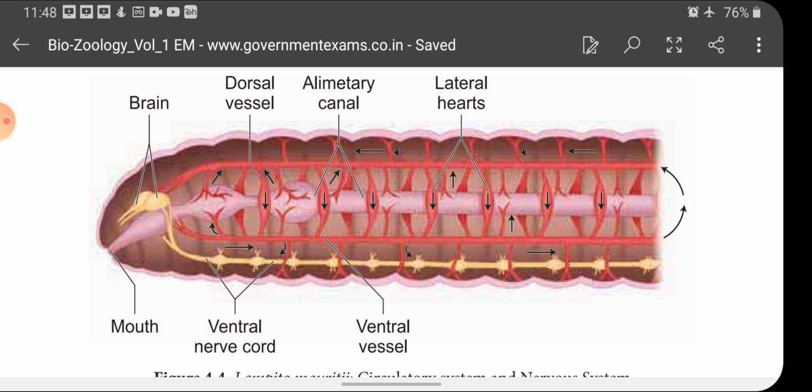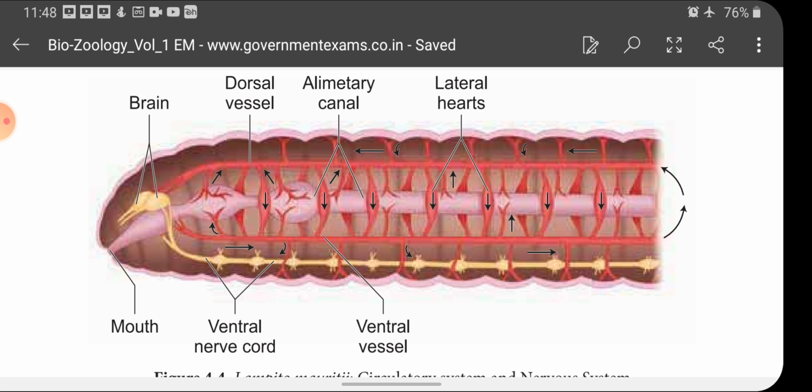What is meant by lateral hearts? The lateral hearts are nothing but tubular structures connected on either side of the dorsal and ventral blood vessels, and these tubular structures are called lateral hearts. So what are lateral hearts? You will have this as a 2-mark question. And this is about the structure of the circulatory system.